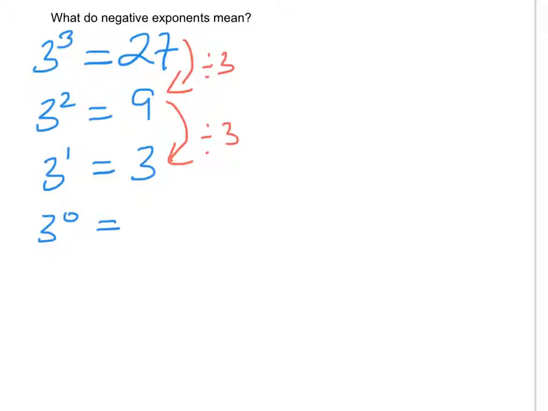Alright? So then, that means if you come down one more step, you have to divide by 3. So you get 3 to the power of 0 is 1, because 3 divided by 3 is 1. And now come down another step, 3 to the power of minus 1, divide by 3 again, is 1/3. Alright? And then come down another step, 3 to the minus 2. Well, what's that?